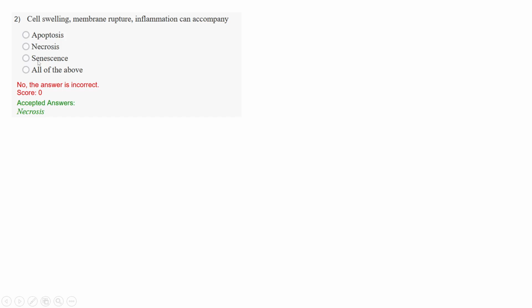Senescence is a growth related stage. In that case we don't have inflammation and all those things in senescence, so the necrosis option is correct in this case.